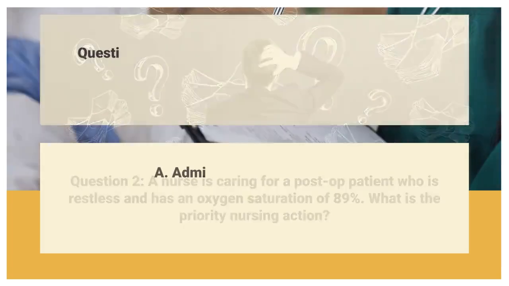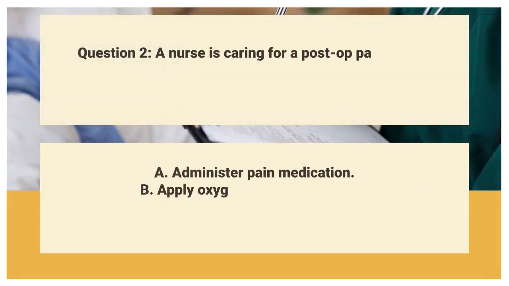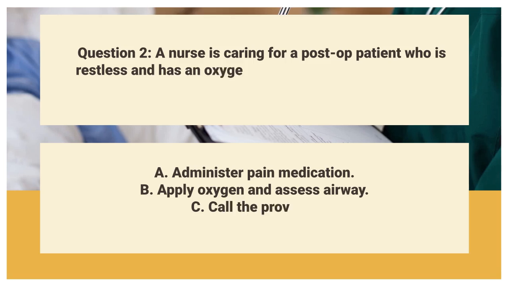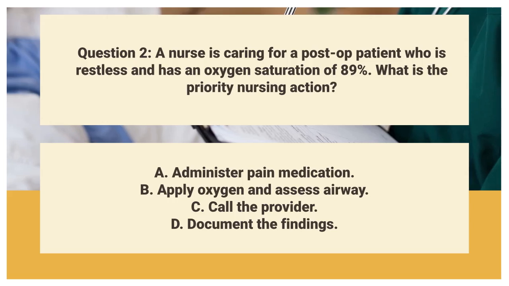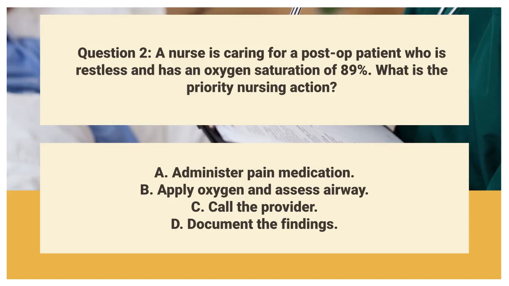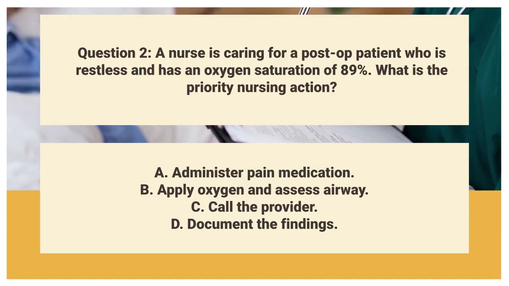Okay, question 2. A nurse is caring for a post-op patient who is restless and has an oxygen saturation of 89%. What is the priority nursing action? A, administer pain medication. B, apply oxygen and assess airway. C, call the provider. Or D, document the findings. Okay, let's pause and think about that one for a moment.